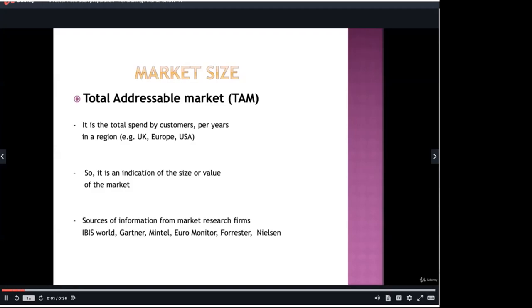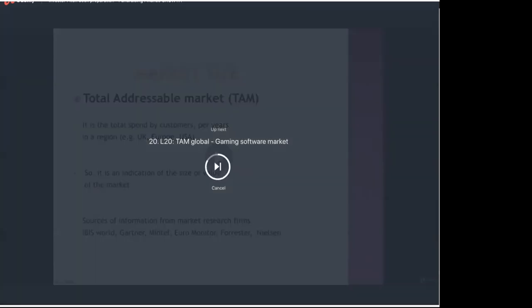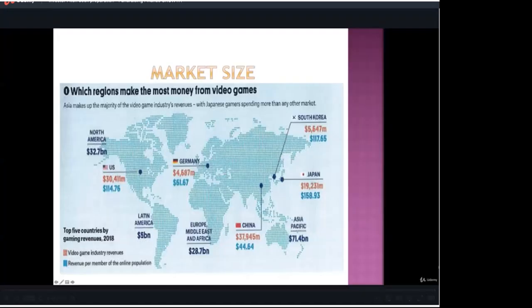Total addressable market. It is important to understand the meaning of total addressable market, TAM. It is the total spend by customers per year in a region, for example, the UK, Europe, or USA. So, it is an indication of the value or size of the market. You can obtain this information from well-known market research firms. Let's look at some examples now.